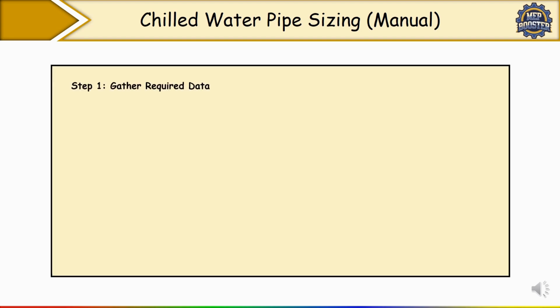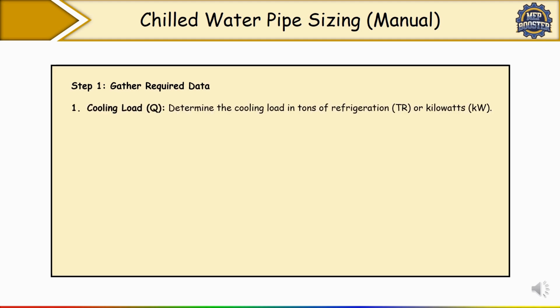So here, see what are the steps which you have to follow for chilled water pipe sizing. In that, the first step is to gather the required data, meaning the cooling load value. First thing, we need to determine the cooling load value in ton of refrigeration or in kilowatt. This cooling load value you will get from the E20 method, or from different software like HAP (Hourly Analysis Program), Trace 700, or the general method. Or you can also use the thumb rule.